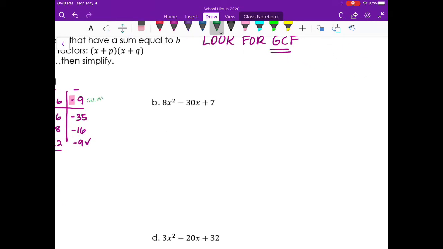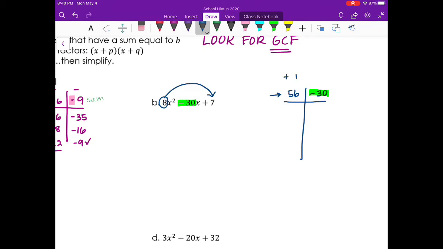So first thing we want to do is look for a GCF. There is no common factor here because 8 and 30 could divide by 2, but 7 cannot, so we do not have a GCF. So we're going to multiply the leading coefficient, 8 times 7, and that gives us 56. So we're looking for two factors of 56 that add up to negative 30, and that negative 30 comes from right here. This is a positive product, and so we'll have to have two of the same sign factors.